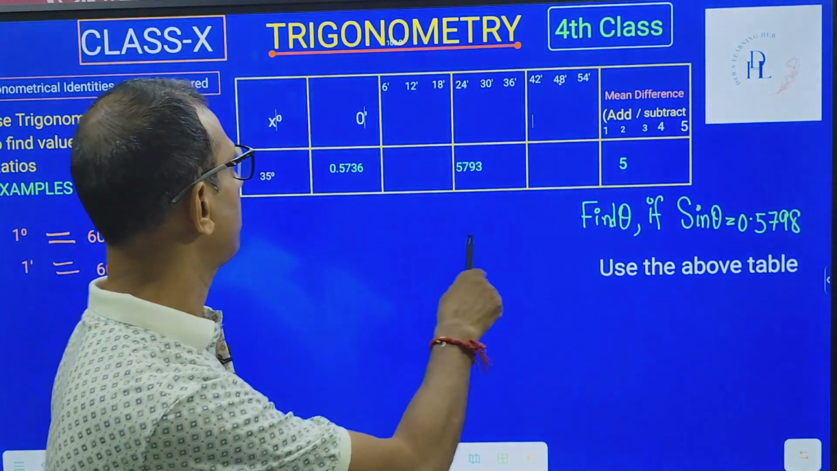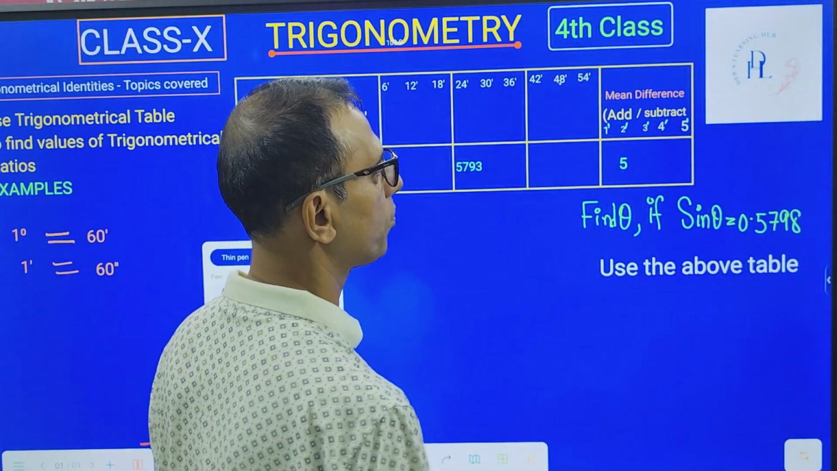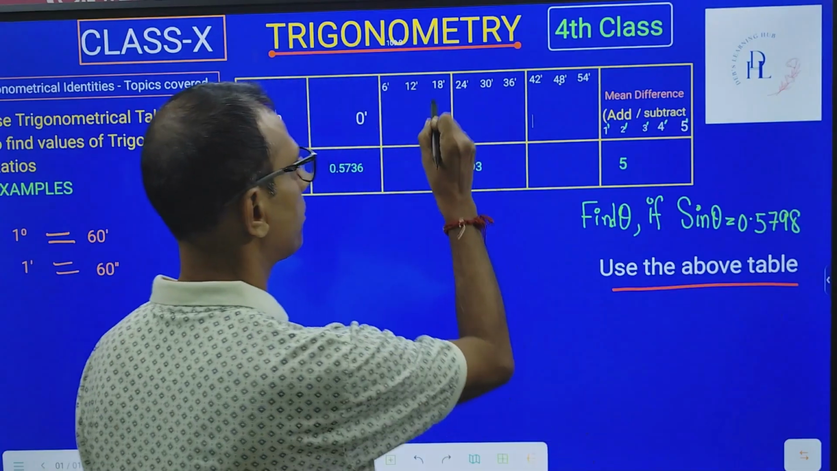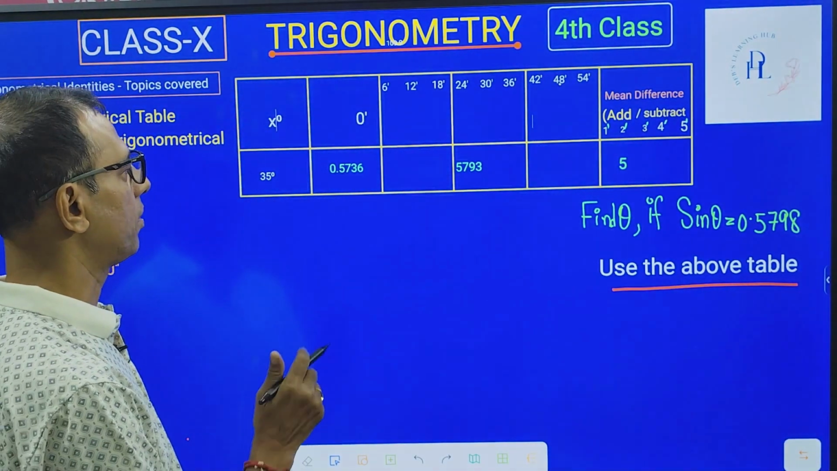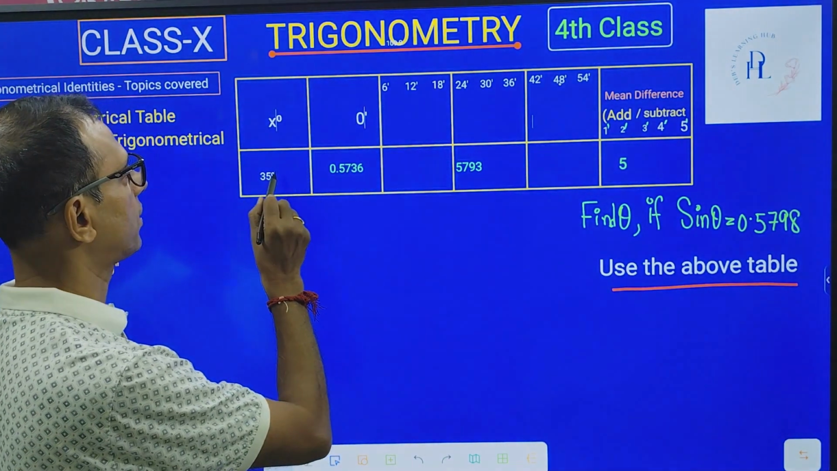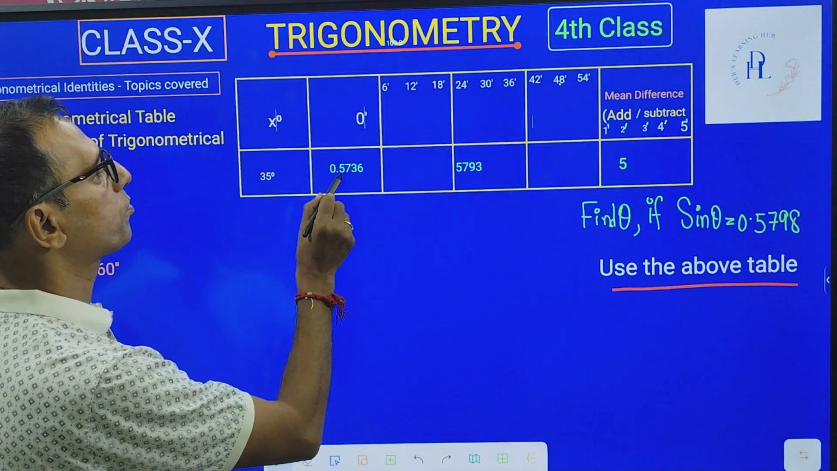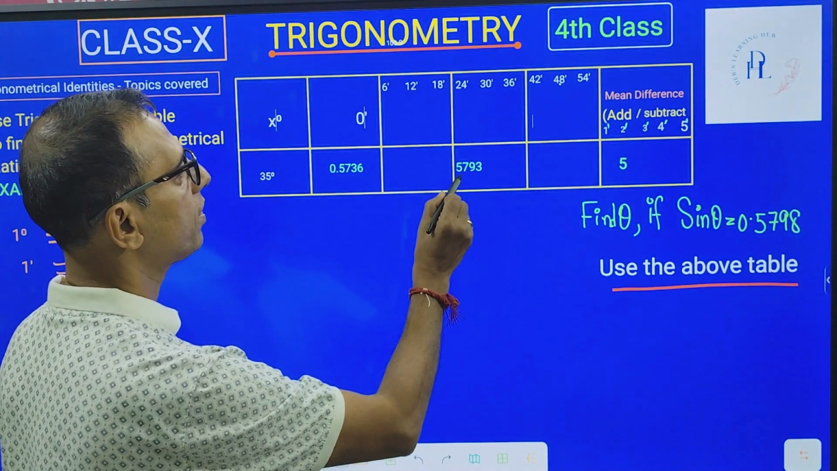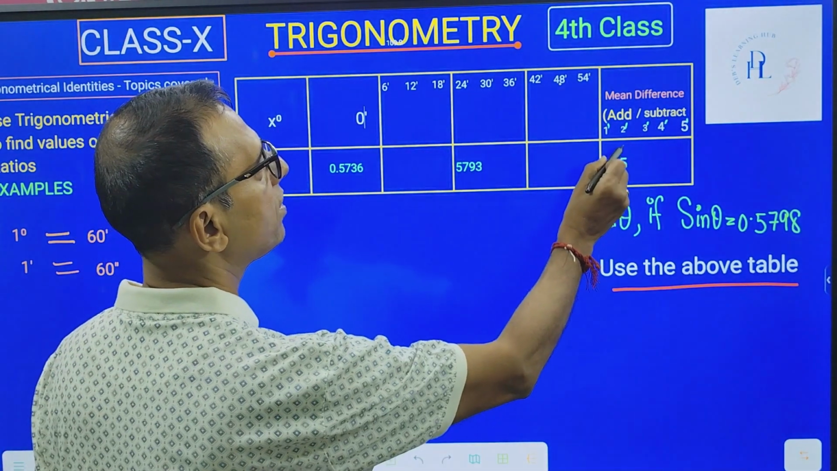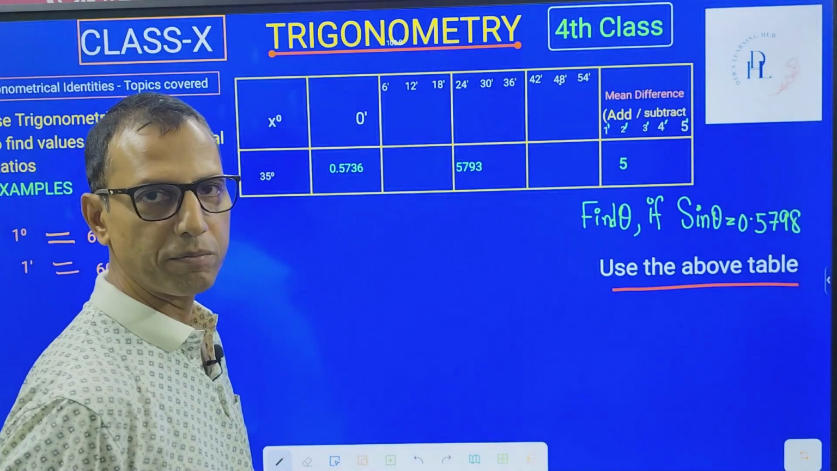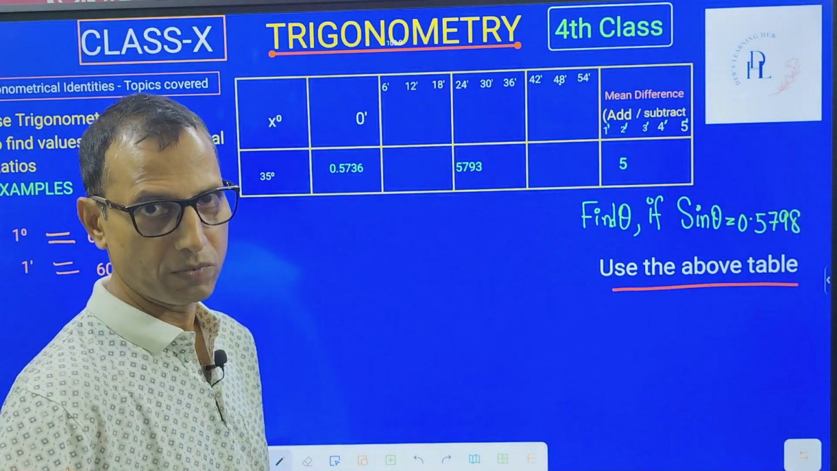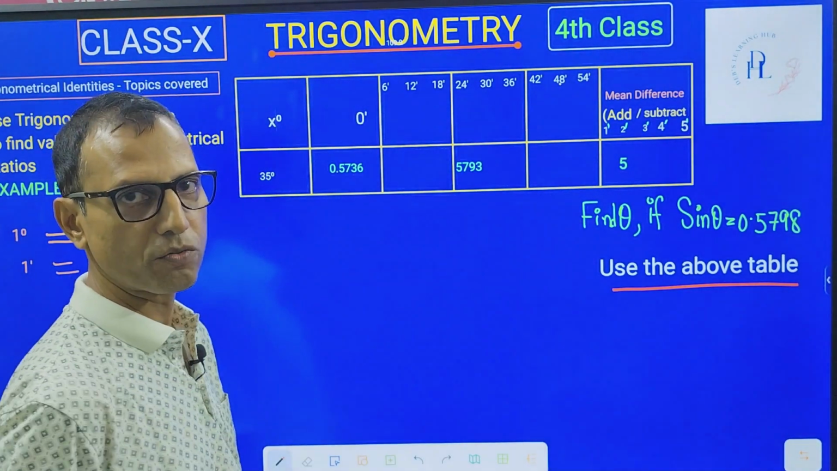Okay, so the next problem is: find theta if sin theta equals 0.5798, and use the above table. That means you need to find it from this table. What is the value given? This is a table of natural sine. 35 degree 0 minute is 0.5736. For 24 minute it is 0.5793. And the mean difference for 2 minute is 5, which means you divide by 10,000, that is 0.0005.